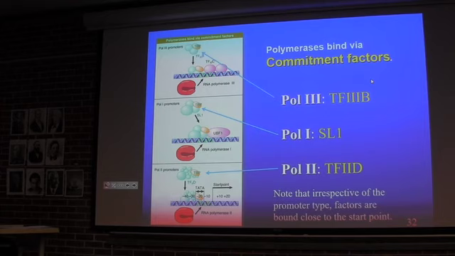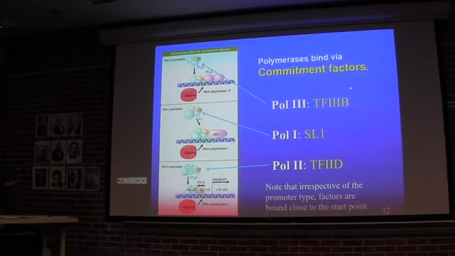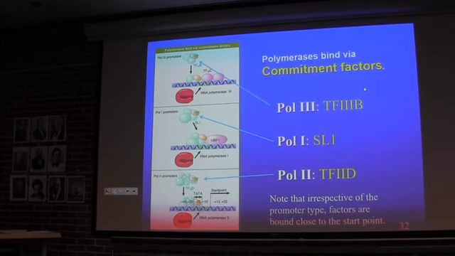For Pol-3, it's TF3B. You remember the different subunits of 3B. BRF looks like B, B double prime melts, and TBP itself. For Pol-1, the commitment factor is SL1, which contains a couple other proteins, and TBP. Pol-3, we talked about that. Pol-2, it's TF2D. It's the one that contains TBP plus 11 to 14 associated subunits called TBP associated factors, or TAFs.